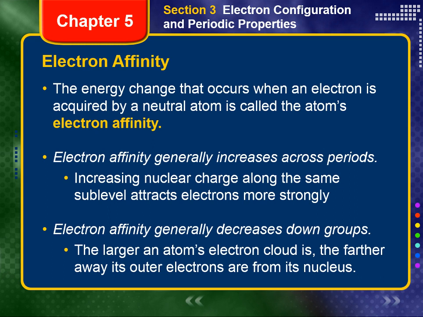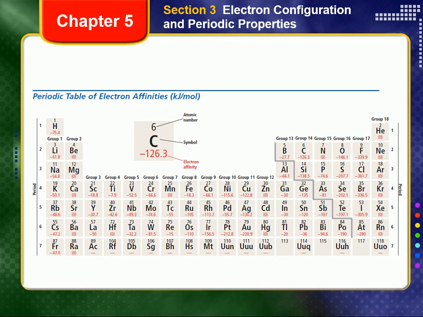On the other hand, some atoms must be forced to gain an electron by the addition of energy. The quantity of energy absorbed is represented by a positive number. An ion produced in this way will be unstable and will lose the added electron spontaneously. Figure 5-17 on page 147 of your text, or on the screen now, shows the electron affinity in kilojoules per mole for the elements. Figure 5-18 on page 148 of your text represents these data graphically.